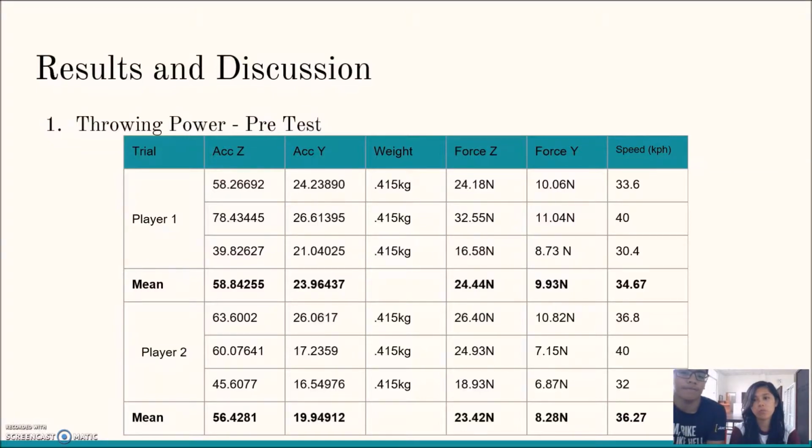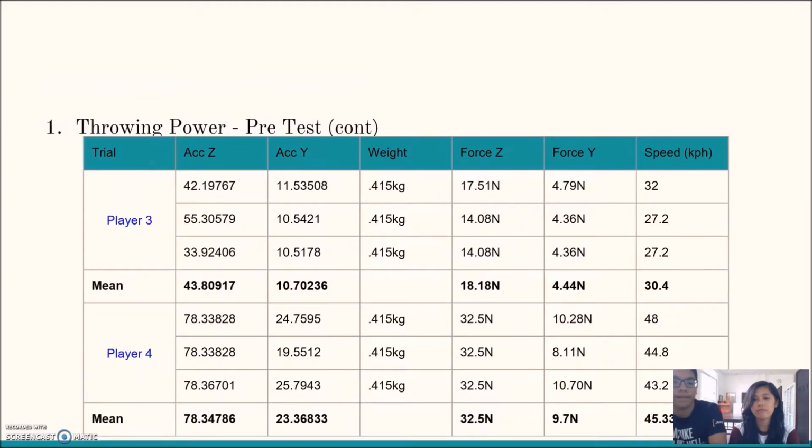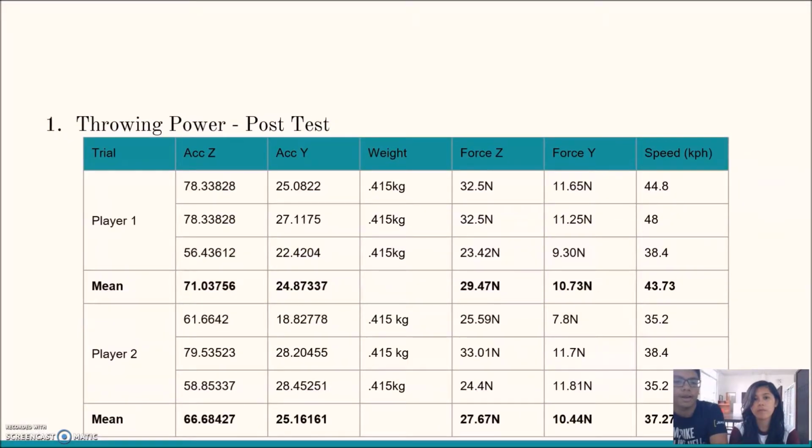Then we got the speed via the radar gun of the throw, which is in kilometers per hour. So you can pause the video to see the actual numbers if you want to see it. So now this is the post test.